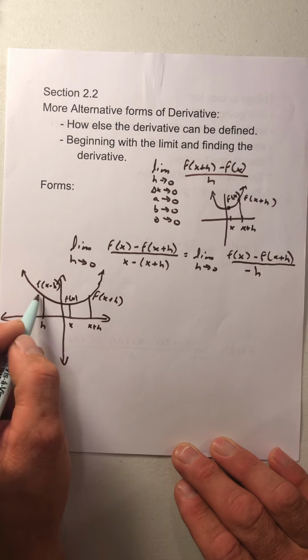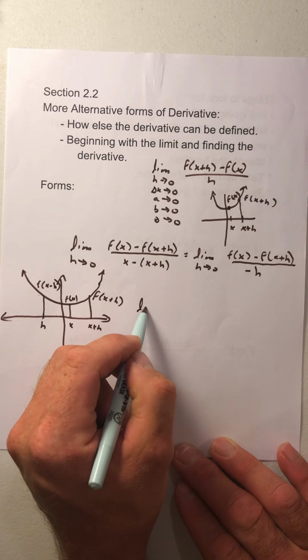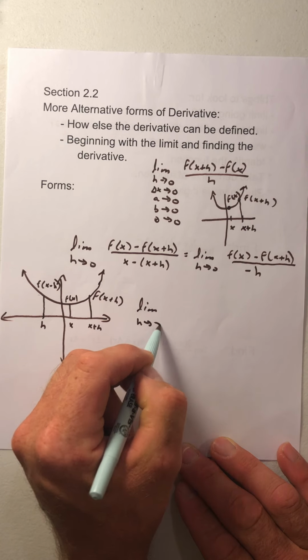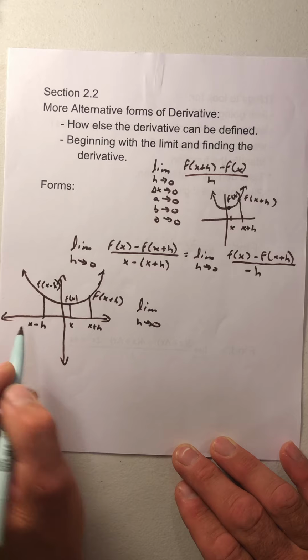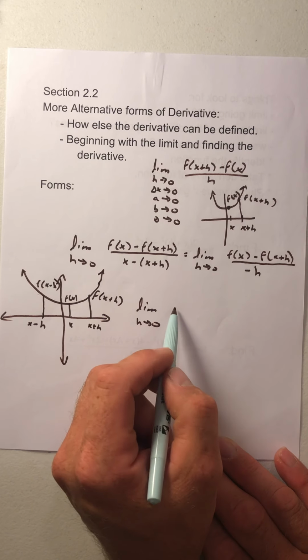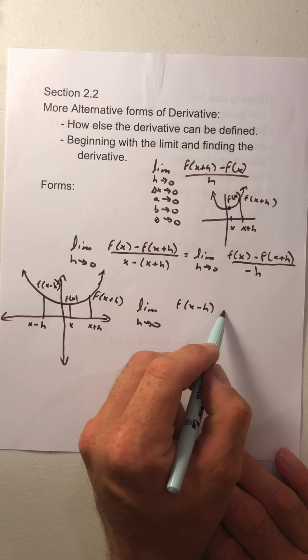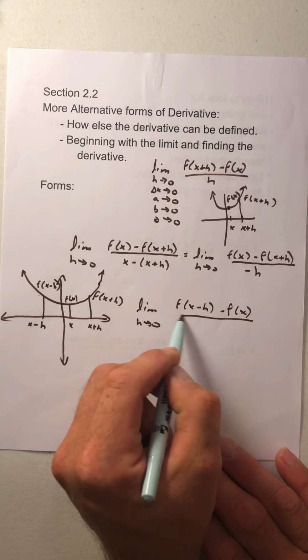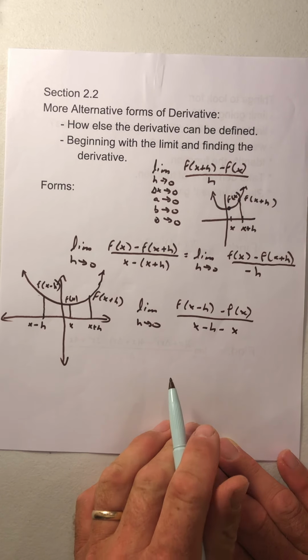I could find the slope of the secant line between these 2 points. So I could take the limit as h goes to 0. Again, that h is talking about the distance here. No, this was x minus h, wasn't it? So we're looking at f of x minus h minus f of x over x minus h minus x.